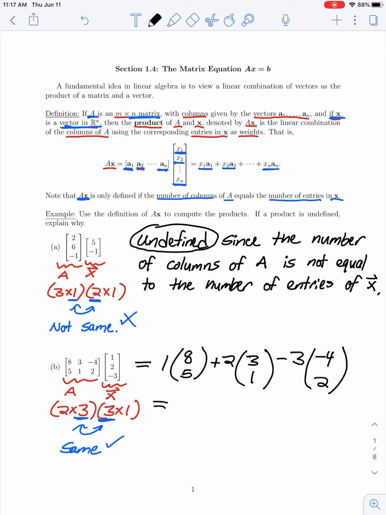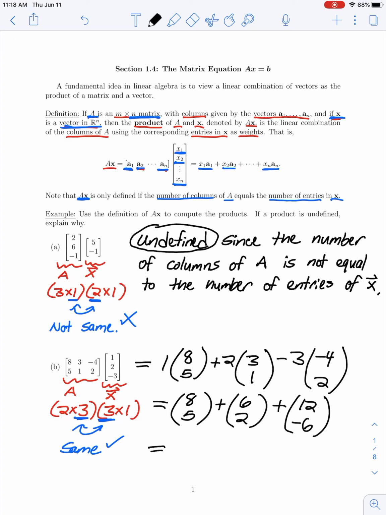So the first thing I could do is distribute each of these scalars, 1, 2, and negative 3, through to each vector. So 1 times 8, 5 is simply 8, 5. Plus, if we distribute 2 times the vector 3, 1, we have 6, 2. And then if we distribute the negative 3, let's distribute the negative to make this a plus. So our negative 3 times negative 4 gives us a positive 12. And then our negative 3 times 2 is a negative 6, or adding negative 6 there.